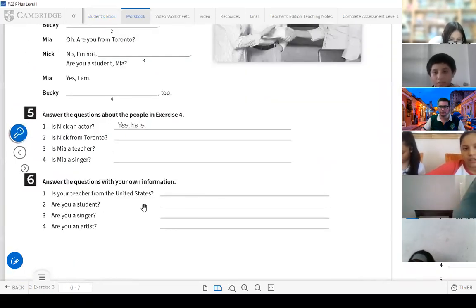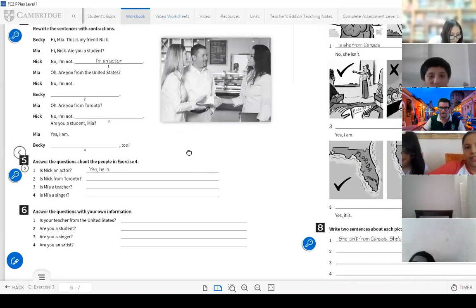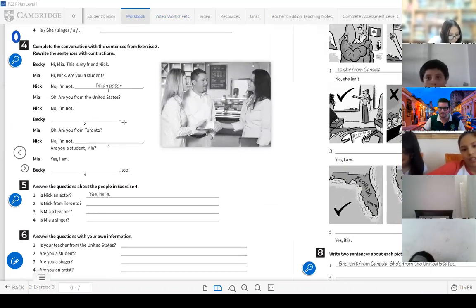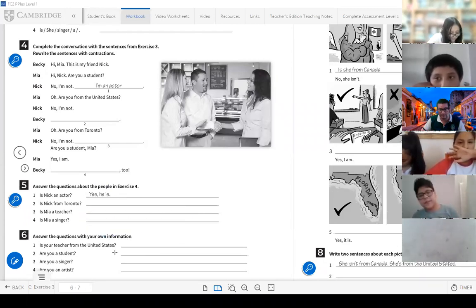Y luego finalmente, hay dos actividades más. Luego te dice number 5, answer the questions about the people. Vas a responder las preguntas acerca de las personas, ¿ya? Del ejercicio número 4. Aquí en esta conversación, ellos están haciendo referencia a Nick, ¿verdad? Están haciendo referencia a Mia, ¿verdad? Entonces, te están brindando la información de Nick y de Mia. Entonces, you have to answer, vas a responder. Is Nick an actor? Si es un actor, yes, he is. No, he isn't. Yes, she is. No, she isn't. ¿Ya? De esa manera.